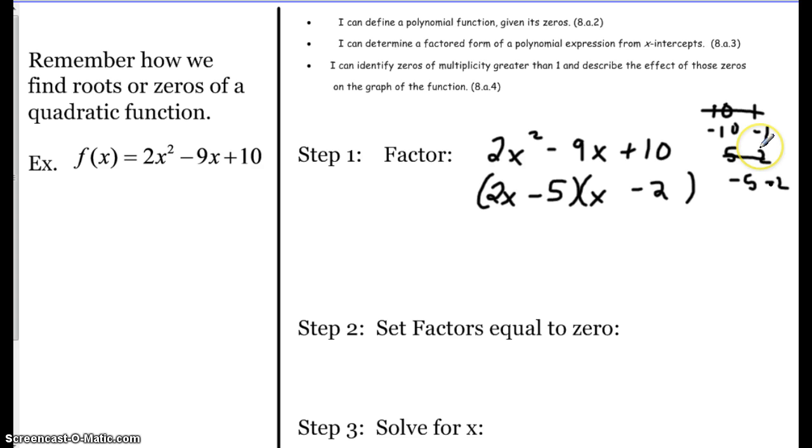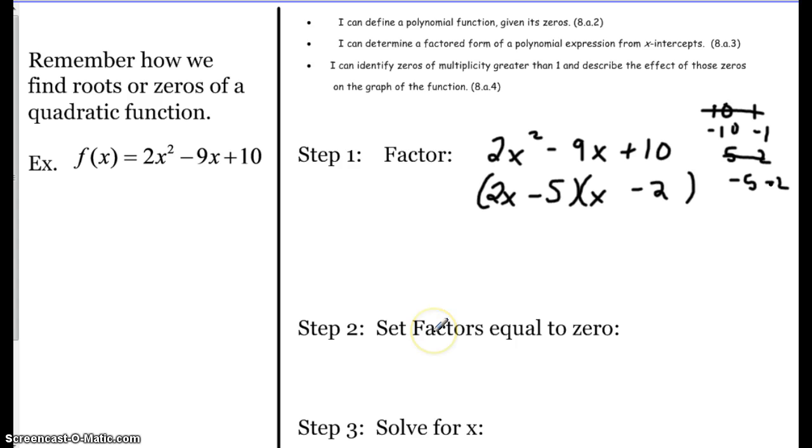Okay, so the only option of these 2 that would work is if you place the negative 5 here and the negative 2 here. Because if I multiply this out, it'd be negative 5x, and then our outer terms, it'd be negative 4x. So negative 4x and negative 5x would equal negative 9x. Okay, so our first step is factor.